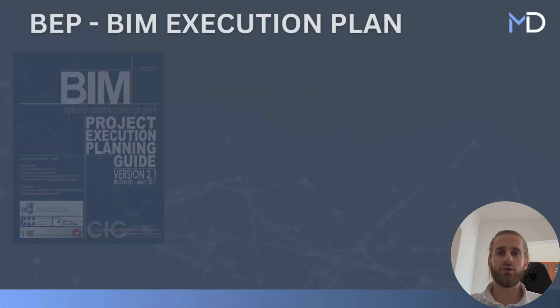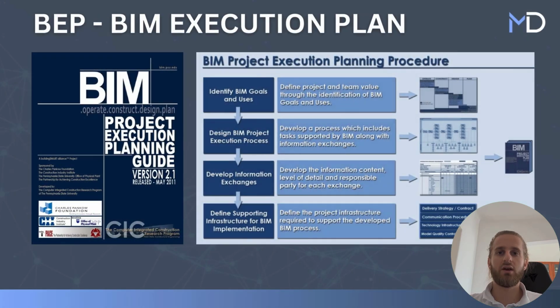There is no unified BIM execution plan template in Europe. Various documents are used, but the requirements for information are similar. One of the most well-known guides for writing BEP is the BIM Project Execution Planning Guide. This guide describes the exact procedures for writing a BEP and establishing the template. The main procedure for BEP production includes 4 key parts, as illustrated on this slide.